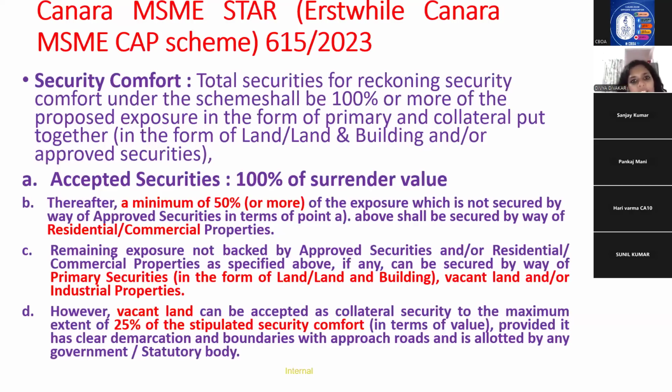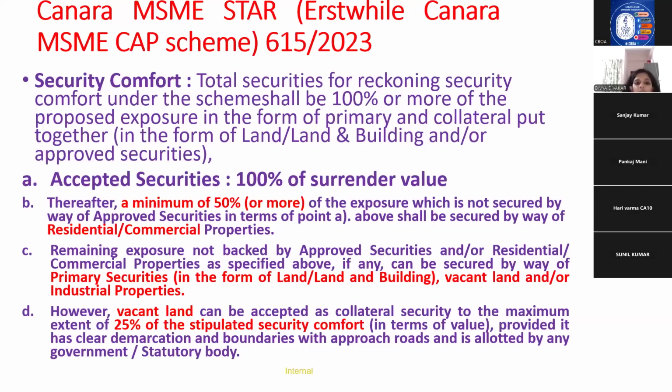Okay, accepted securities at 100% of the surrender value. Thereafter, a minimum of 50%, which is not secured by way of approved securities, shall be by way of residential or commercial properties. Remember, it has to be 100% in the form of primary and collateral put together. Okay, 100%. If it is approved securities, we can take it as such; if it is other than that, 50% shall be by way of residential or commercial properties.